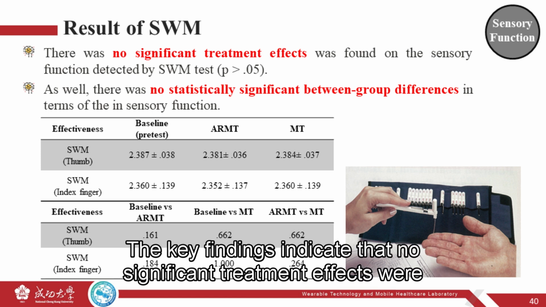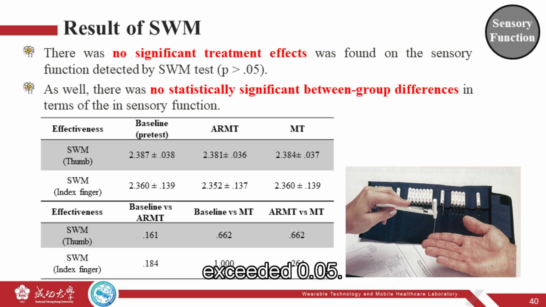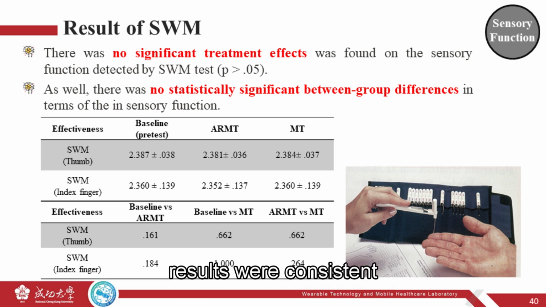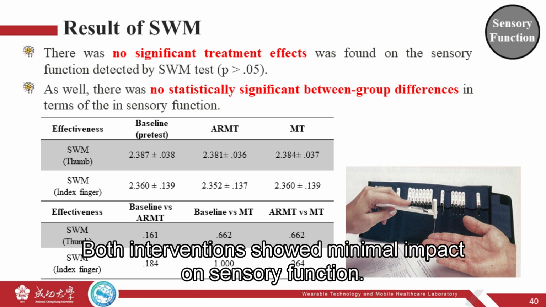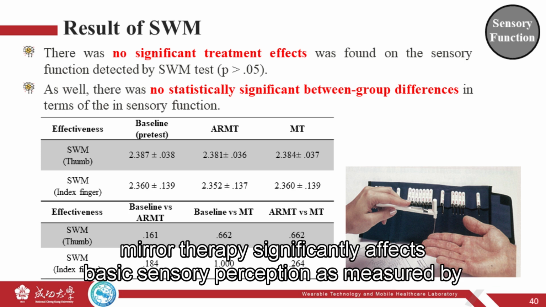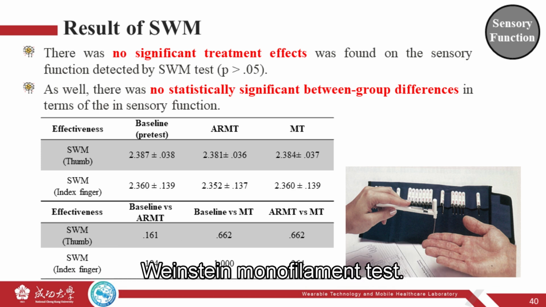The key findings indicate that no significant treatment effects were detected, as all p-values exceeded 0.05. There were no statistically significant differences between the groups, and the results were consistent across all testing conditions. Both interventions showed minimal impact on sensory function. These findings suggest that neither the assisted repetitive movement therapy nor traditional mirror therapy significantly affects basic sensory perception as measured by the Semmes-Weinstein monofilament test.